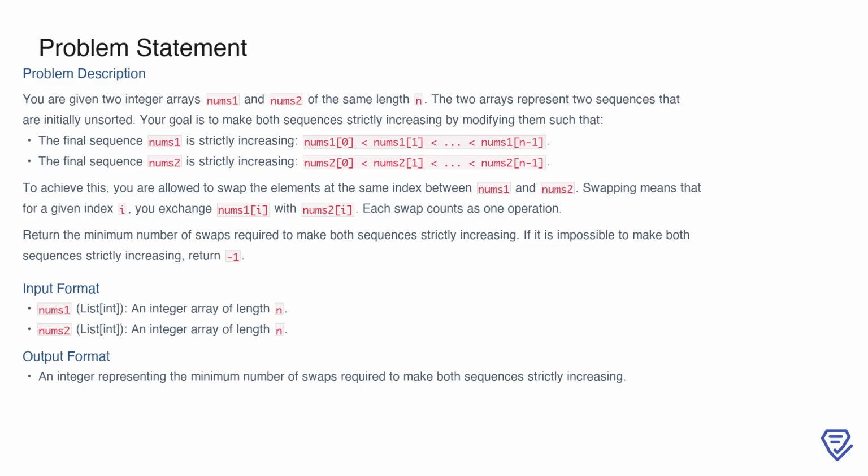Each swap counts as one operation, and we need to determine the minimum number of swaps required to make both sequences strictly increasing. If it turns out to be impossible to achieve this, the function should return -1. The input consists of the two integer arrays, and the output is the minimum number of swaps needed or -1 if it cannot be done.